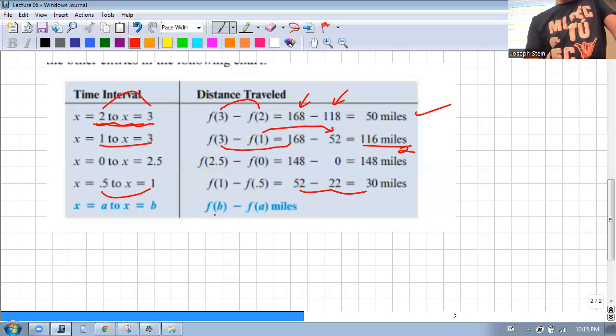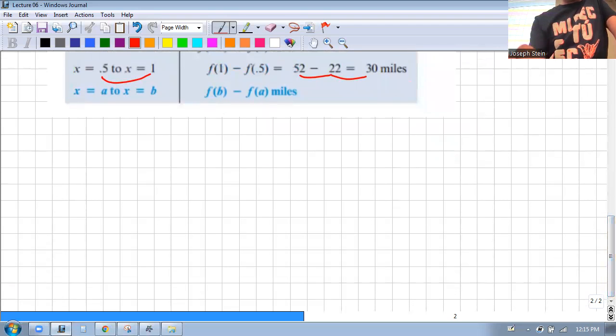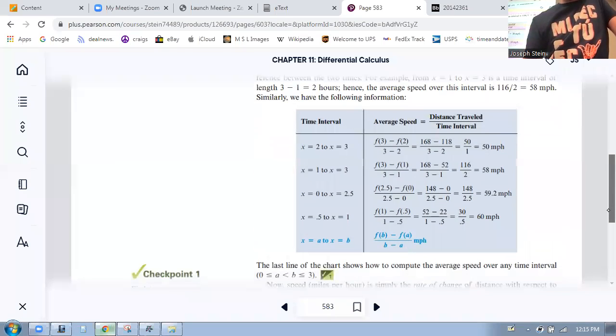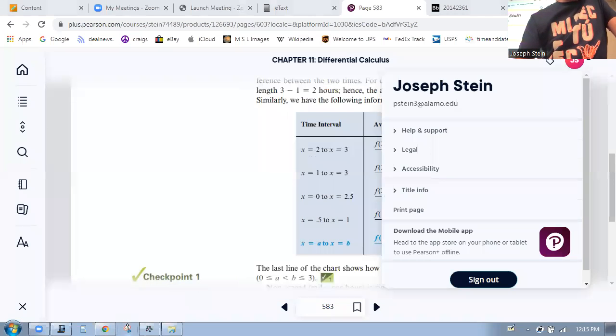So everywhere we look, it's just f of b minus f of a, and then we'll divide by b minus a. And that's what they're doing here. Here's the same chart.